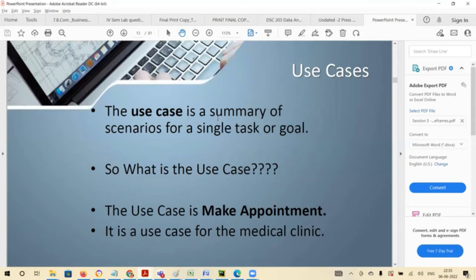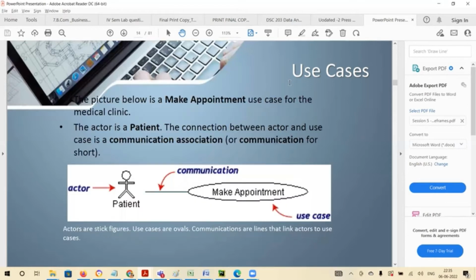You call it a scenario, or in the agile world we call it stories. So whether it's a scenario or a story, that is the complete description. But the use case is the title. So we can call it make appointment. Generally, it's two words. You can have cancellation of appointment, editing appointment. Here you're making the appointment, so the use case is make appointment.